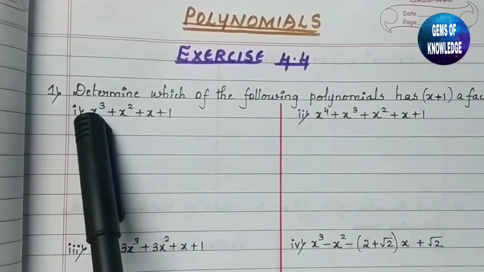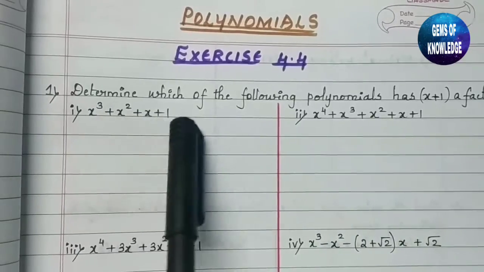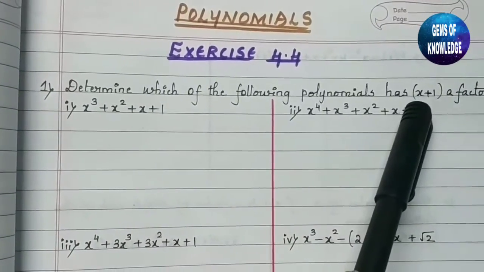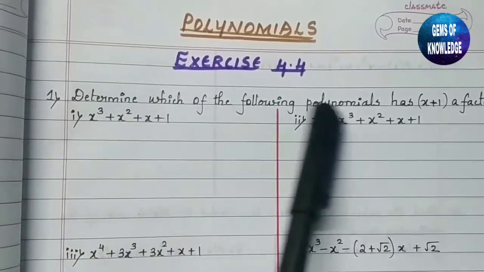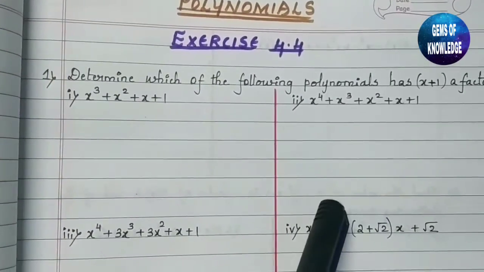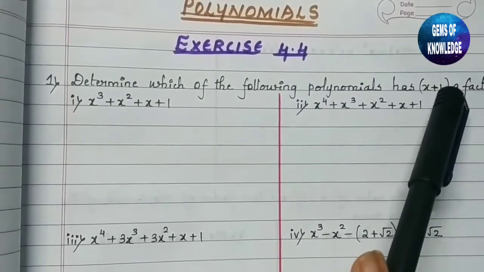So the first question here is: determine which of the following polynomials has x plus 1 as a factor. So we should tell which among these four polynomials has x plus 1 as the factor.